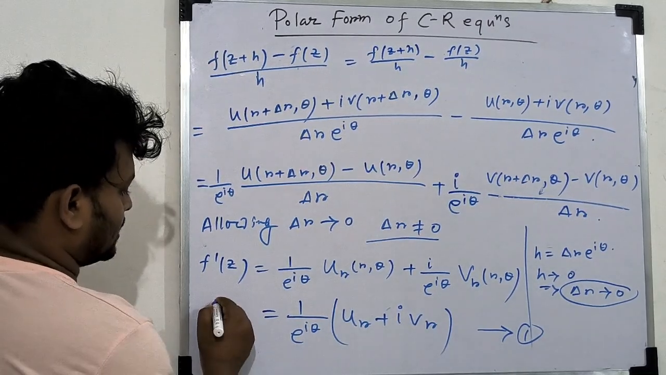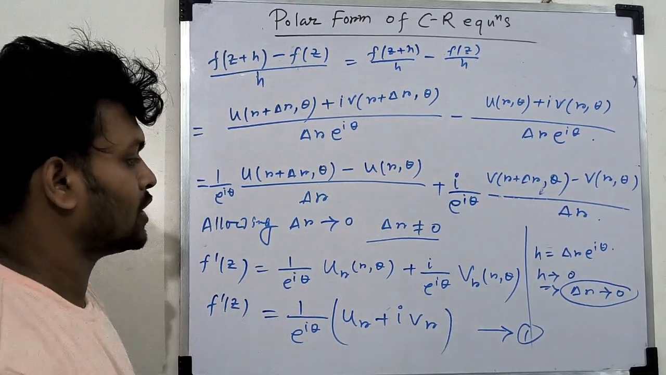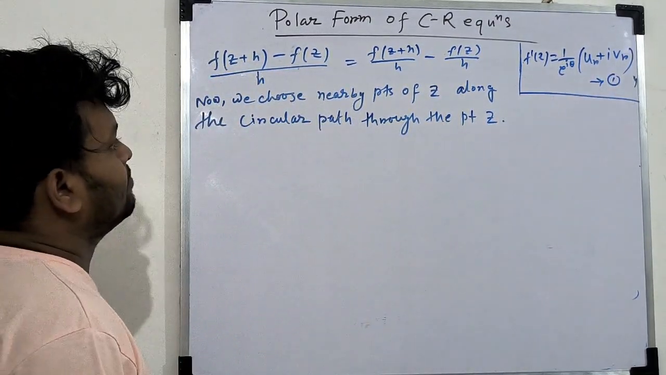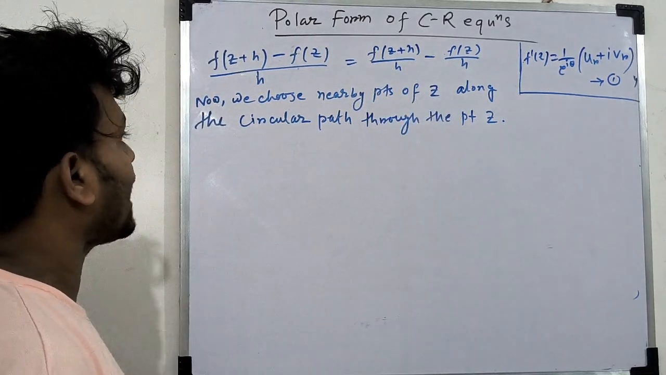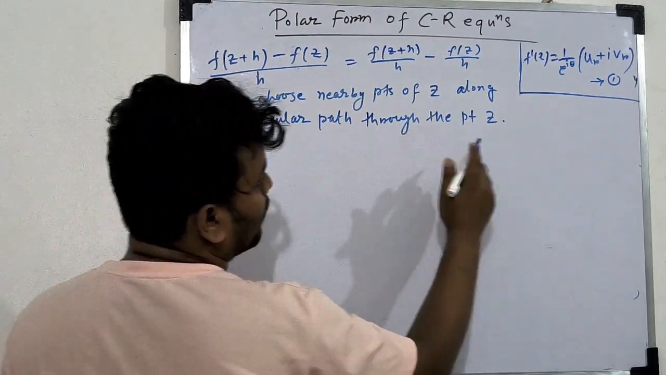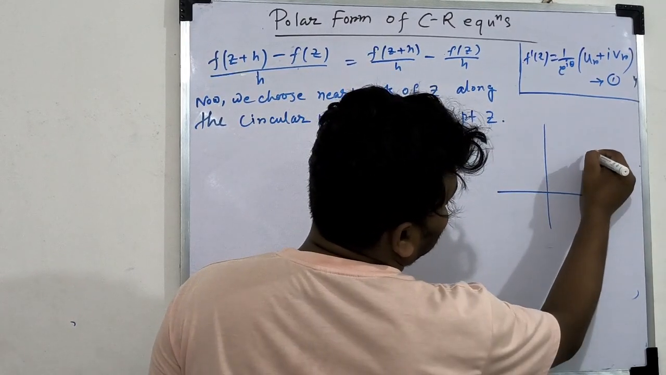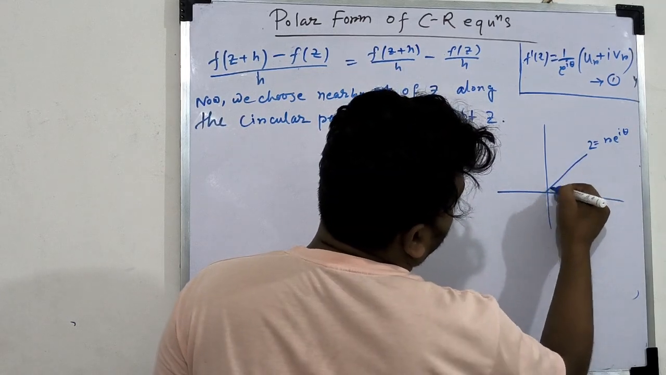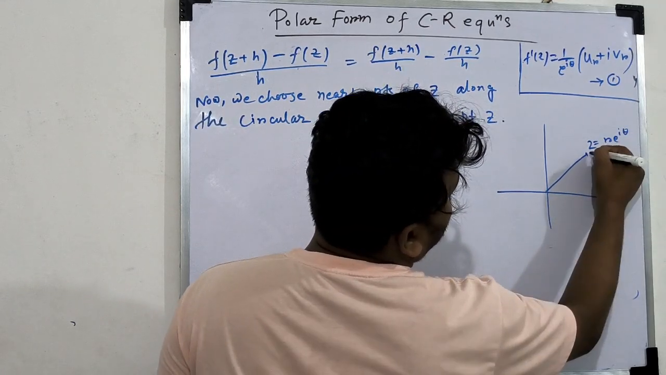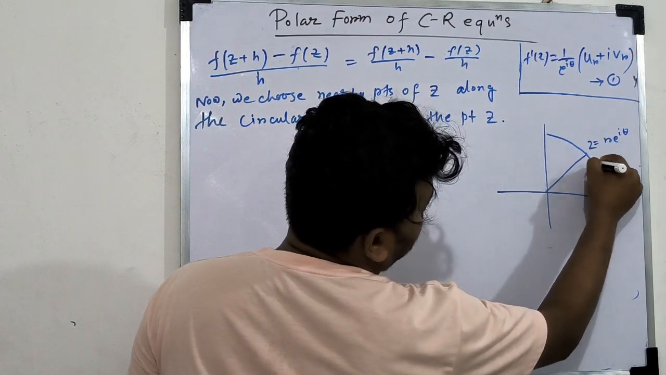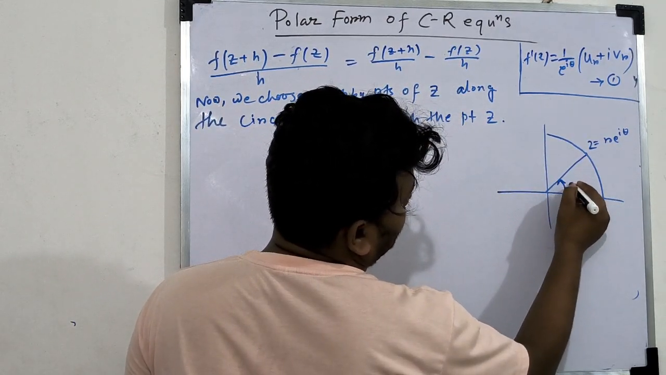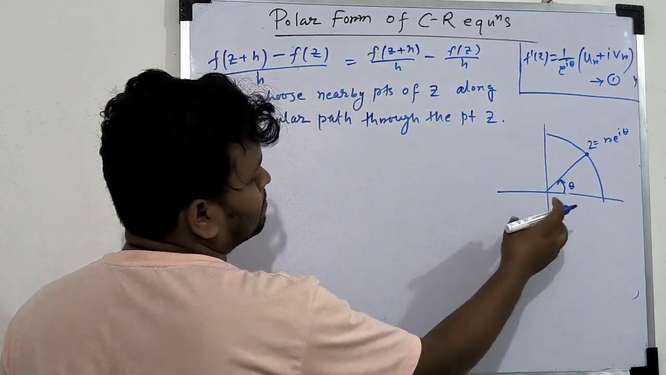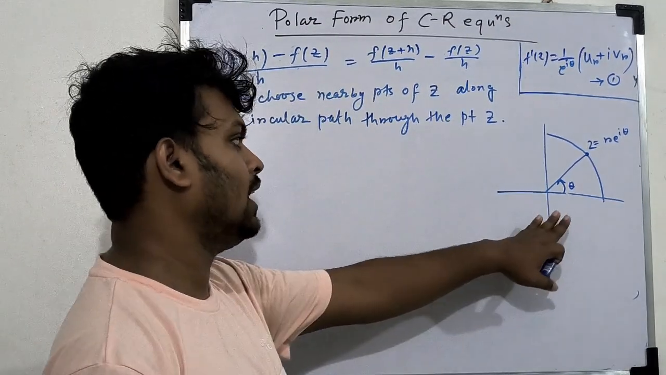So we write that f dash z equals 1 by e to the power i theta times (u_r plus i v_r), equation number 1. Now we choose nearby points of z along the circular path through the point z. That is, if this is z, z is r e to the power i theta, so this is r. Earlier we chose points along the radial direction in this line. Now we discuss the circular path, so this is theta.